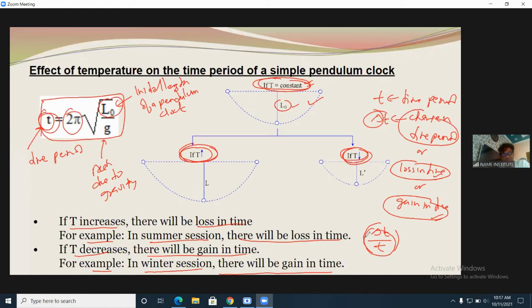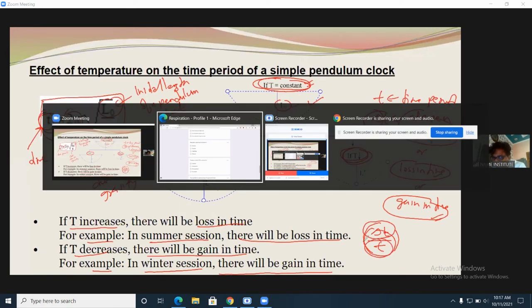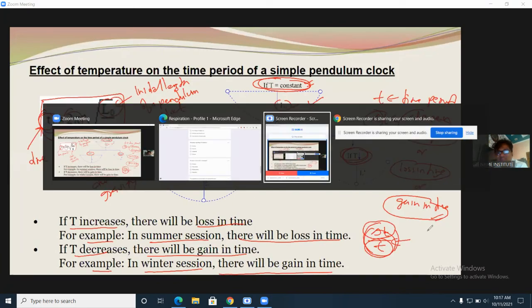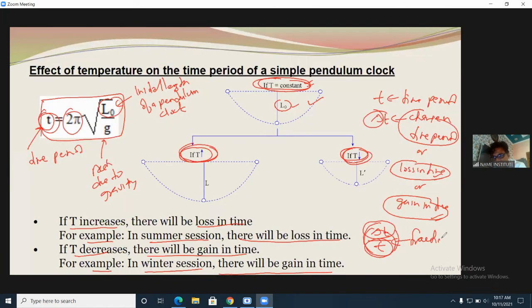Yesterday I told you in class, what does fractional mean? Change in dimension by original dimension. So this is known as fractional change in time period. Delta T by T is the fractional change in a time period. Now, if it is multiplied by 100, what will come here? Delta T by T into 100. This is nothing but the percentage change in time period.